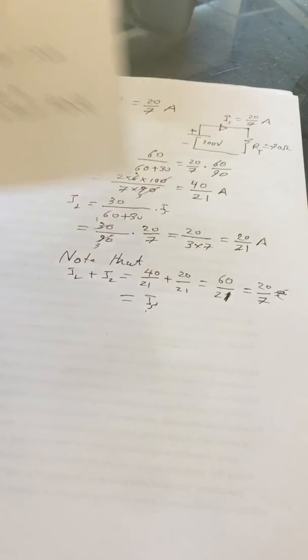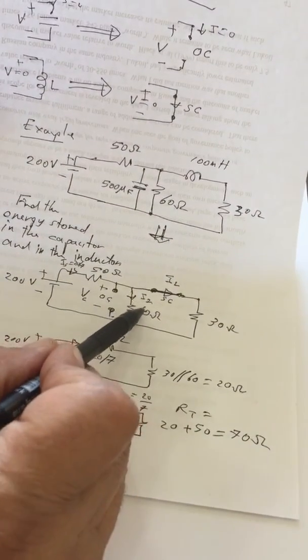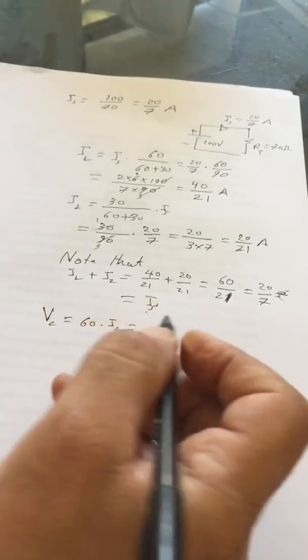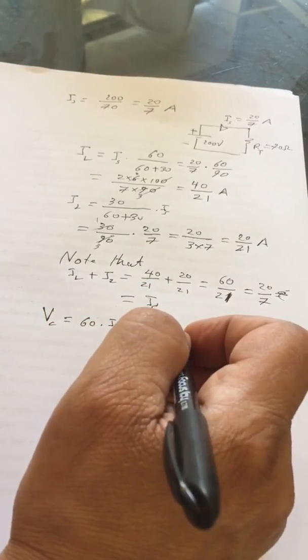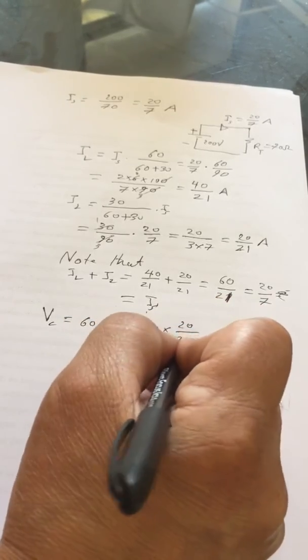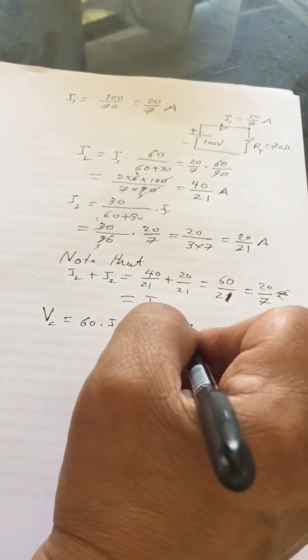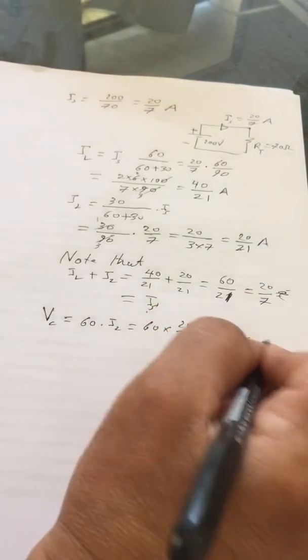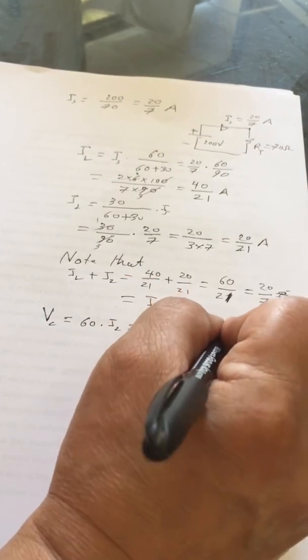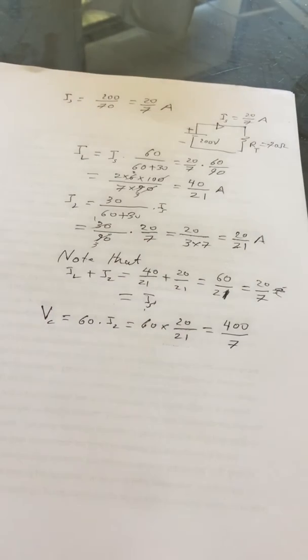Okay. Now we can find the voltage VC. What is VC? VC, as you see it here, is I2 times 60 ohms. So it will be 60 times 20 divided by 21. So this will be 7, and here will be 20 times 20, it will be 400 divided by 7. So that's the voltage VC.